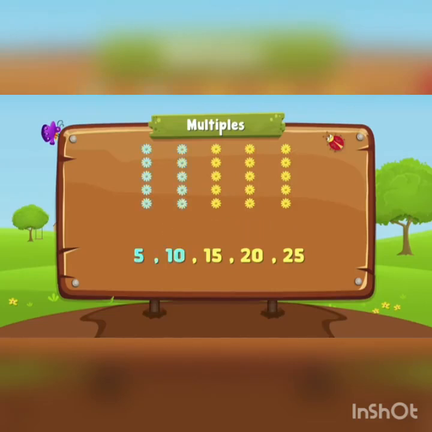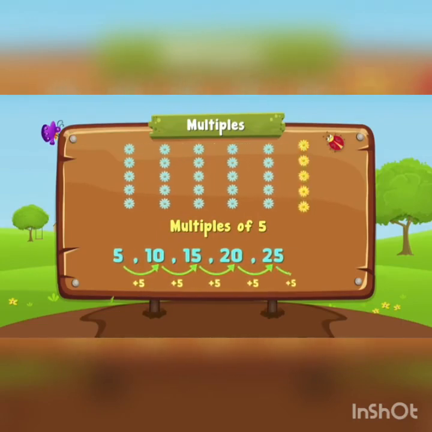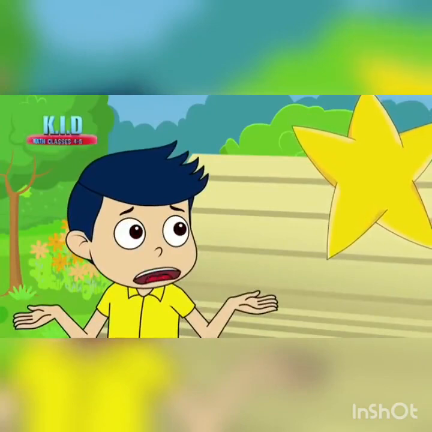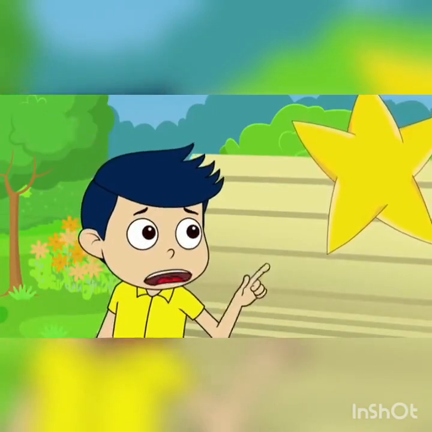5, 10, 15, 20, 25. These are all multiples of 5. When you start with 5 and keep adding 5 every time, you will get the multiples of 5. If I give you 5 more flowers, you will have 30. So we can find as many multiples as we want? All we have to do is add, right?